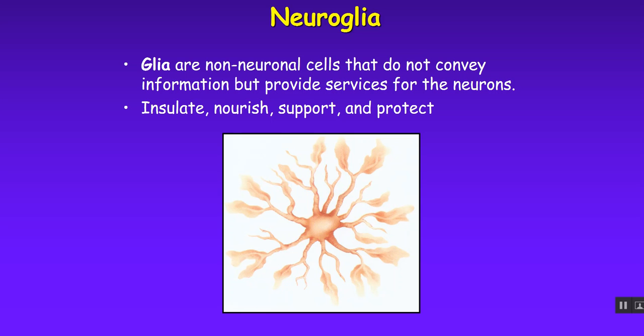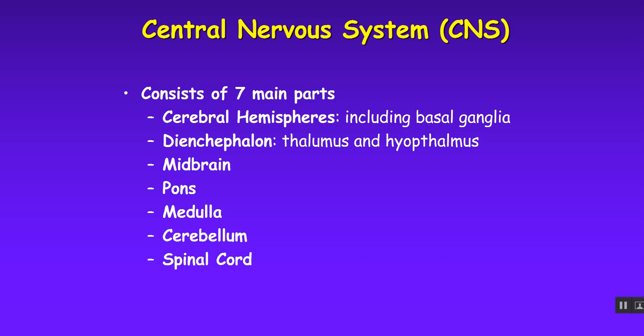They actually provide that structure. The glial cells form the meninges, which are the coverings of your nervous system, which actually provide some protection. So that's what they do.